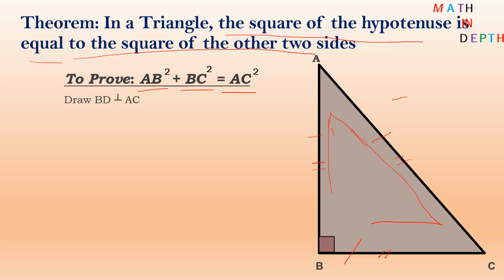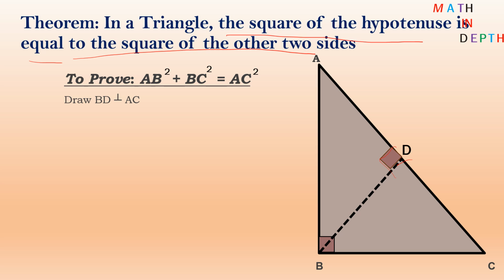Fine. So what we will do here? We will draw a perpendicular line from B, BD to AC. Then this is a perpendicular line BD to AC. Perpendicular means this is 90 degrees. Okay. Now earlier we had only one triangle. Now we have three triangles.